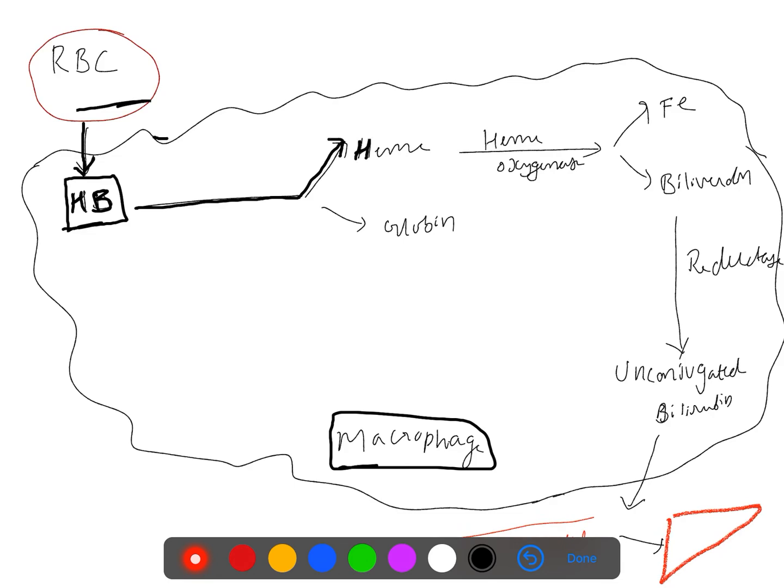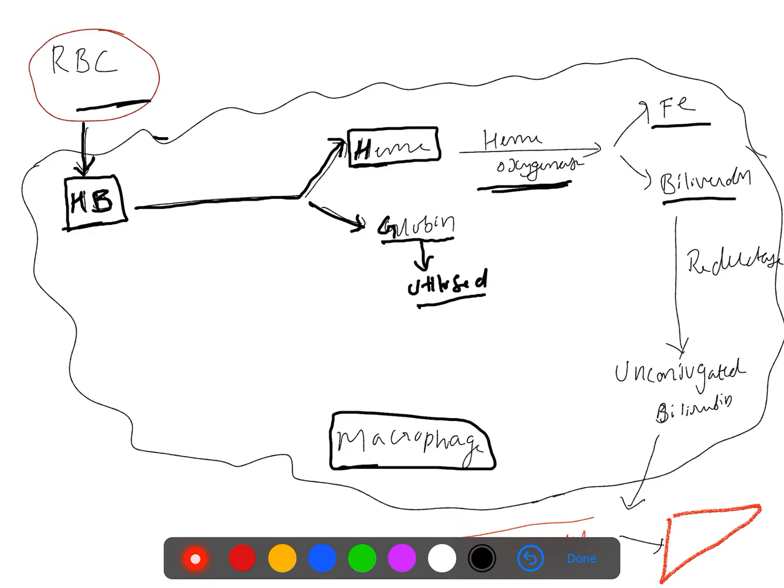This hemoglobin converts into heme and globin. The globin part is reutilized by the body. From that ruptured RBC, the globin part is reutilized by the body. The remaining part is heme. From this heme, through heme oxygenase, the heme converts into iron and bilirubin. This iron is reutilized for formation of hemoglobin. The remaining thing is bilirubin.